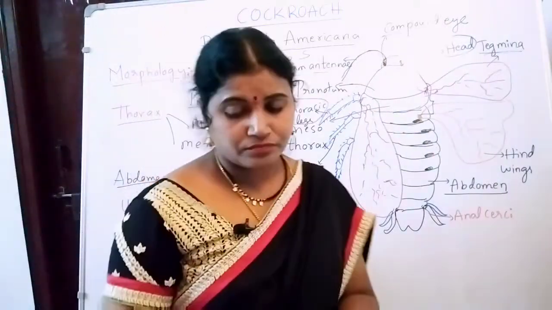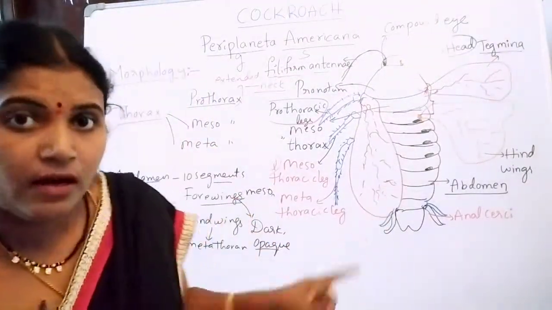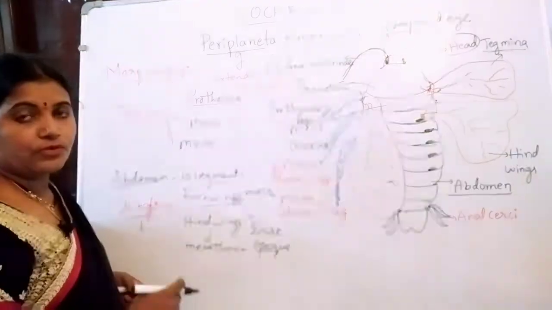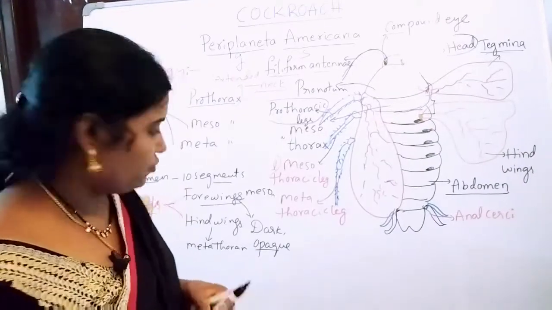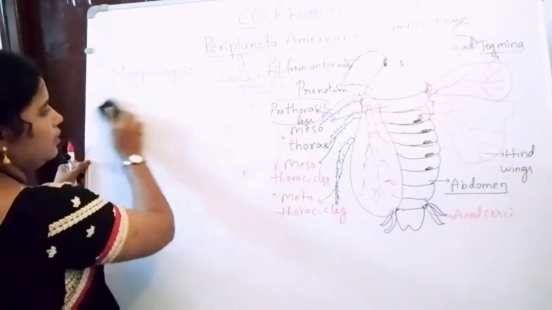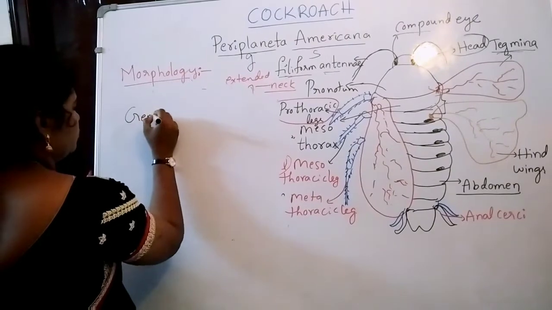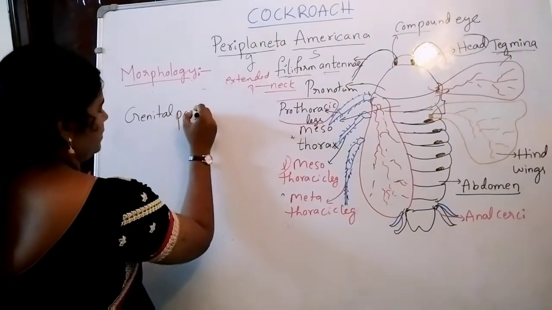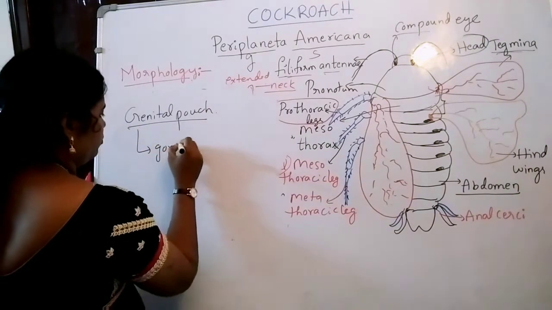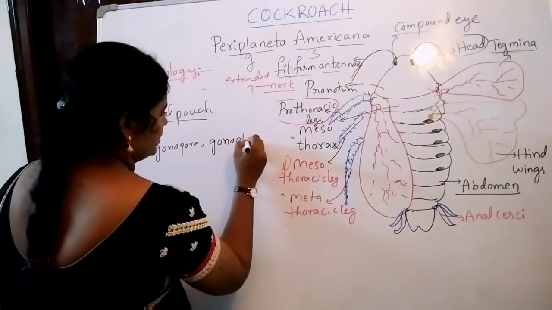And afterwards, next we are going to see the abdominal portion, the genital pouch. In the abdominal portion only we have the genital pouch part. The genital pouch is nothing but, both male and female contain the genital pouch. This genital pouch contains mainly the parts gonopore and gonapophysis.